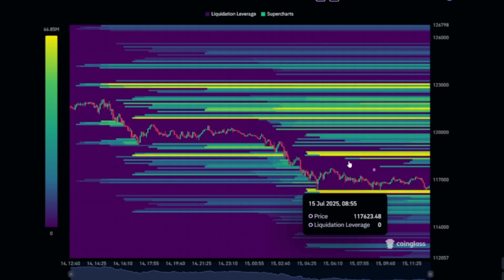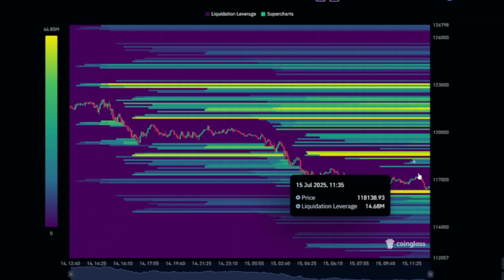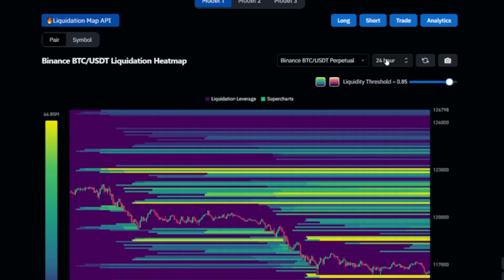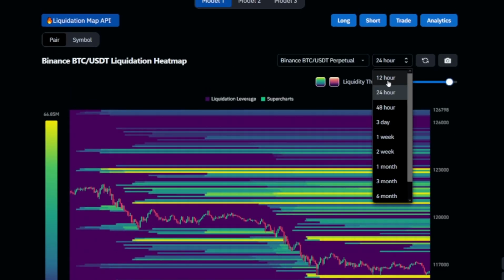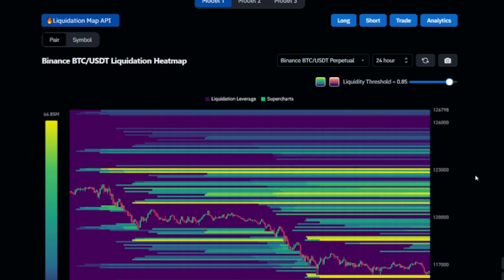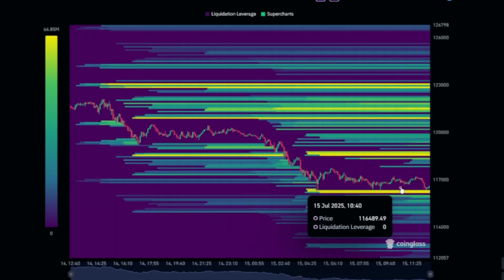So the liquidation heat map, what you want to basically be looking at, if you want to look at it on the 12 hours time frame, you can switch to that, or 48 hours time frame, or 3 days time frame, depending on what you're looking at. You can use this to get an idea of where the market is likely going.